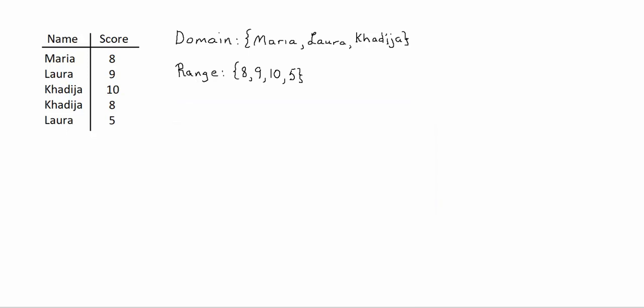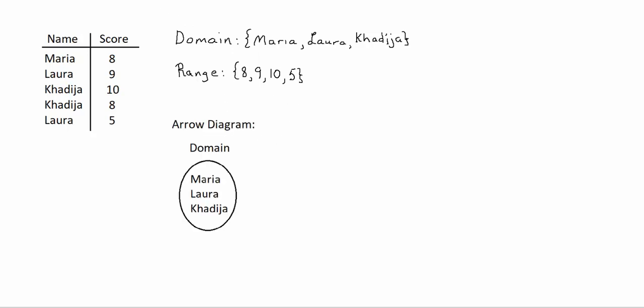So to write our example of athletes and their scores as an arrow diagram, we'll write the names, which are the domain elements, in one column, and we'll write the range elements, which are the scores, in another column. And then for each correspondence or row in the chart, we draw an arrow from the name to the associated score. So we get an arrow from Maria to the score 8.